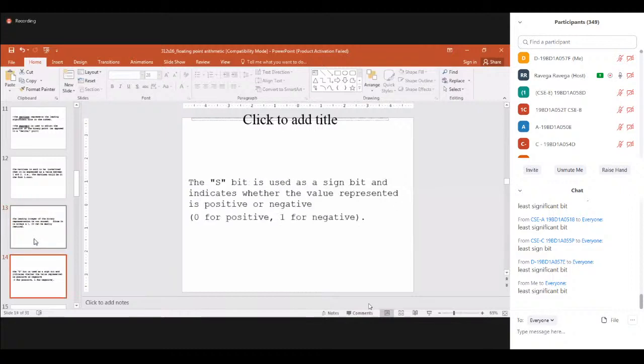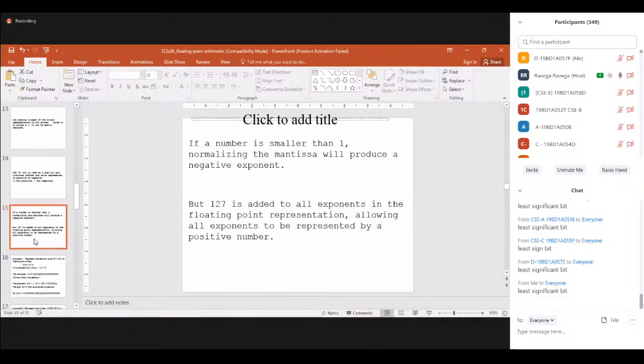The S bit is used as the sign bit. It indicates whether the value is positive or negative. That's what we have seen till now. If a number is smaller than 1, normalizing the mantissa will produce a negative exponent. But 127 is added to all exponents in the floating point representation, allowing all exponents to be represented by a positive number. Please try to understand. You will see it practically anyway.